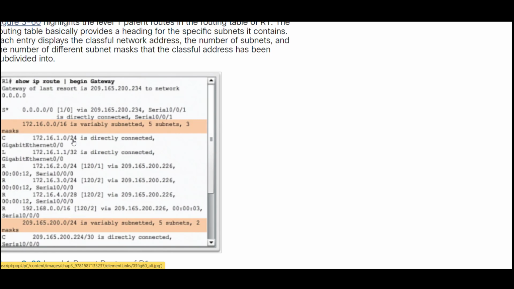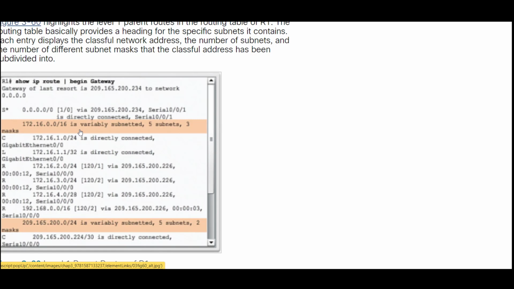Where is it increased, teacher? You see 172.16.1.0, I gave 24. 24 means I borrowed some bits. Then 172.16.1.32, so I borrowed some bits here. Totally 1, 2, 3, 4, 5 networks available in 172. So these are all, we are going to say, level 1 parent. Very simple, don't confuse too much.